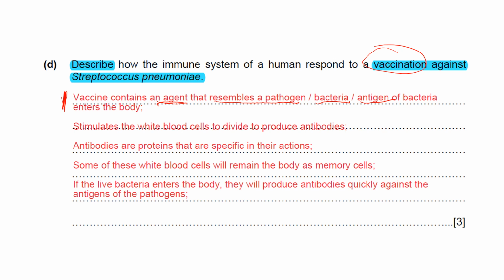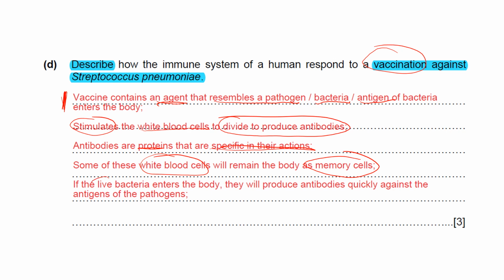So this agent will stimulate the white blood cells in our body to divide to produce antibodies. So they will become more and more and more. Antibodies are proteins that are specific in their action, so they are able to bind to the bacteria in this case, and then they will destroy them. These white blood cells that produce the unique antibodies will remain as memory cells. They will remain in the body as memory cells and continue to divide.